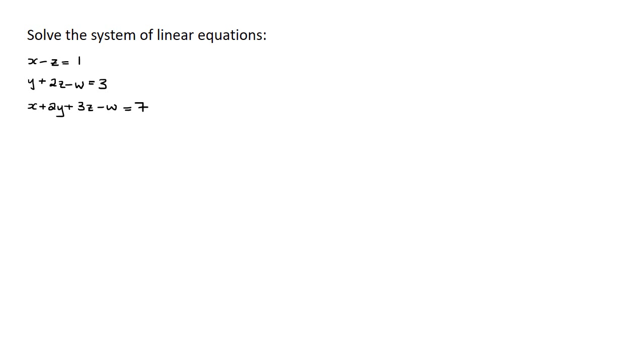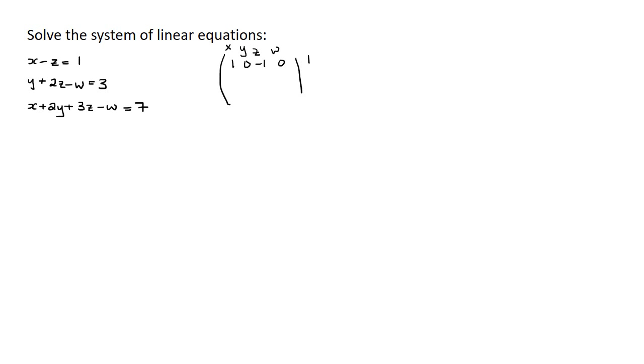So for my matrix, I'm going to use x, y, z, and w as my entries. Okay, so my coefficients here are 1, 0, -1, 0 is equal to 1. So this line, remember, tells us where that equal sign goes.